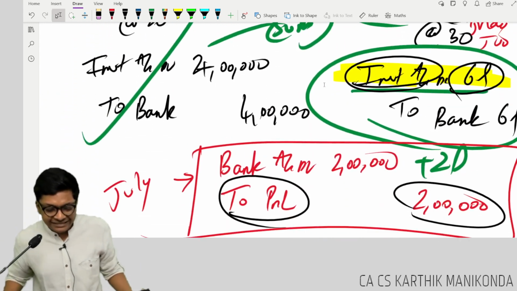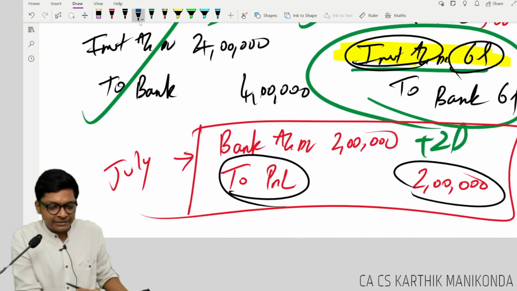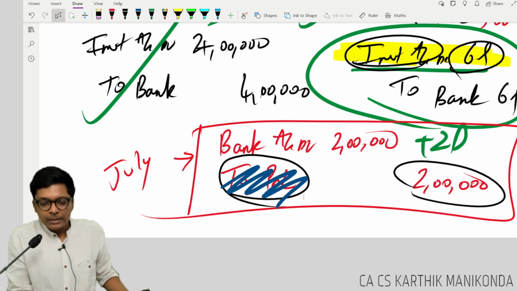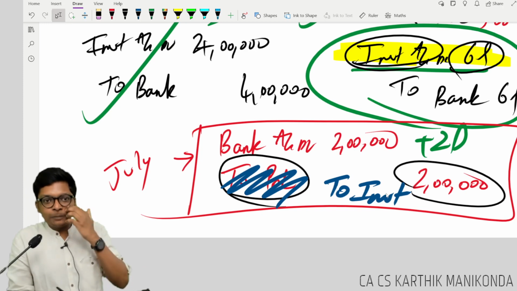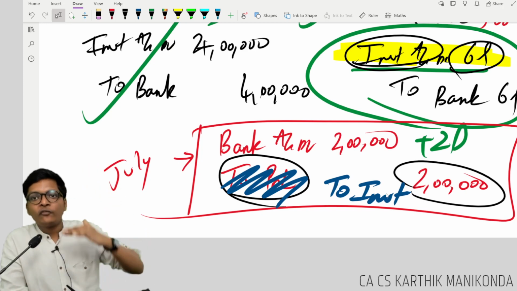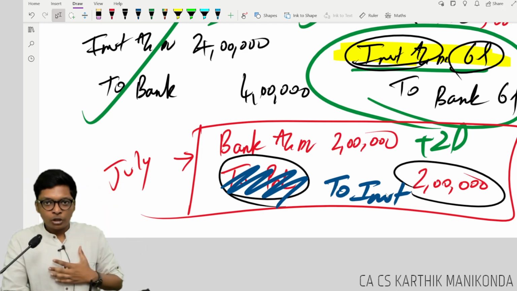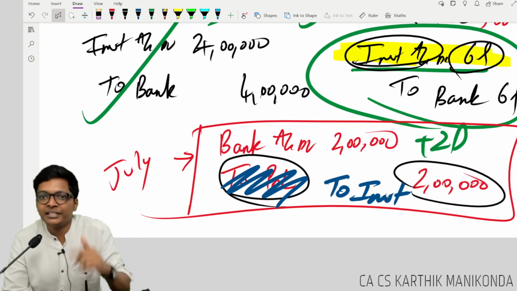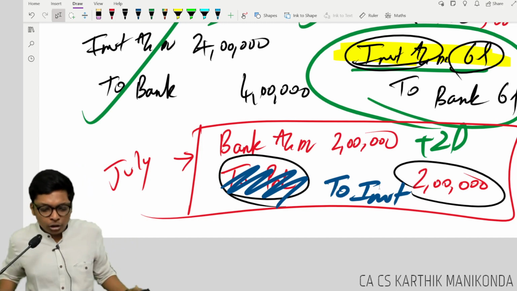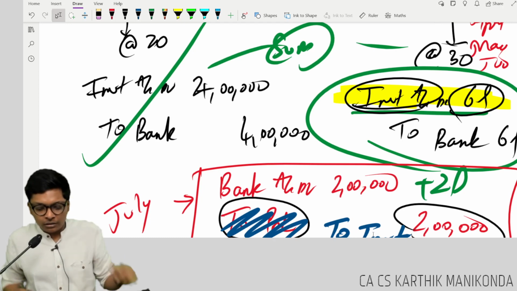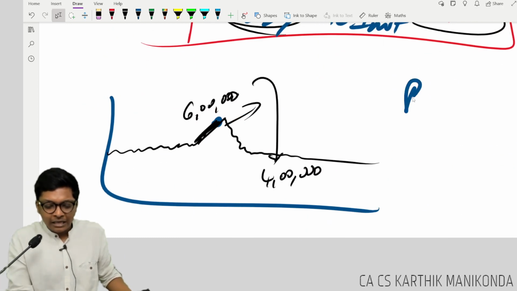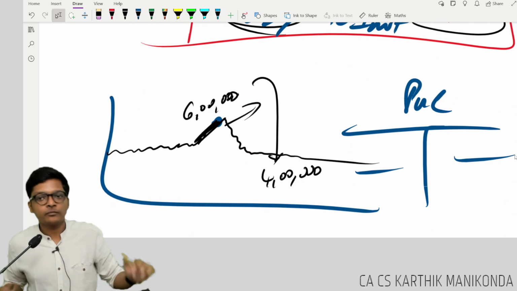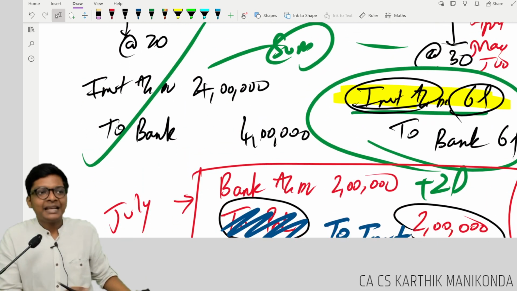So AS 13, accounting standard 13 tells, instead of crediting profit, you will credit investment and reduce my investment from 6 lakhs to 4 lakhs. Are you following? Because this is not my gain, it's not a profit for me, it's a reduction in my investment because I paid more. Now you reduce it. She will not take this gain of 2 lakhs to P&L. Her P&L will not have anything. Adjustment happens only in investment.